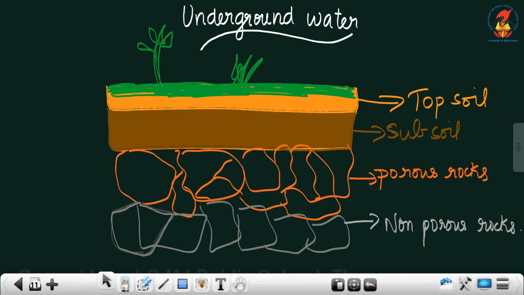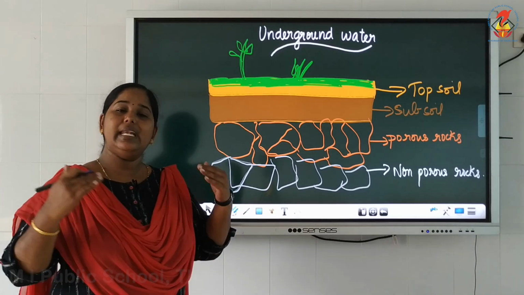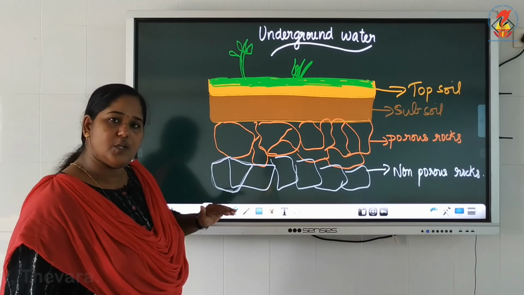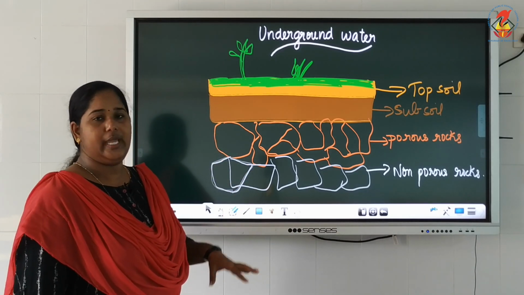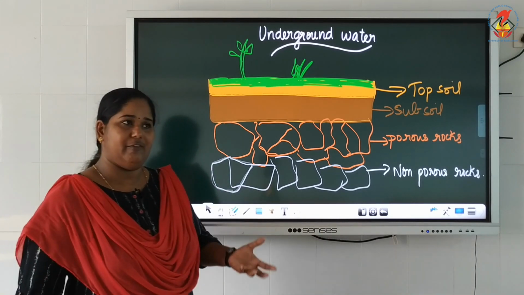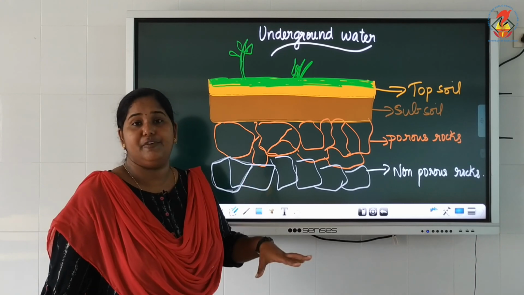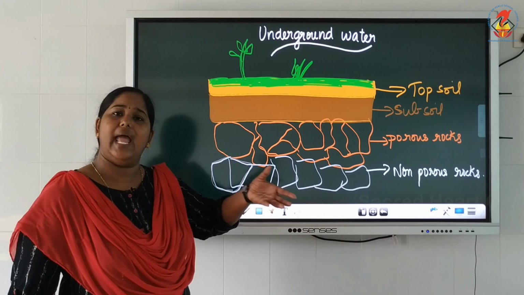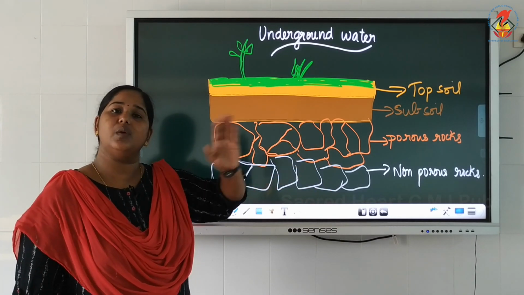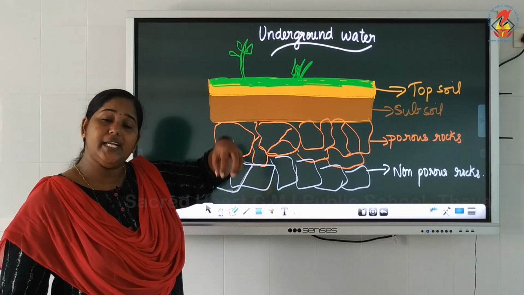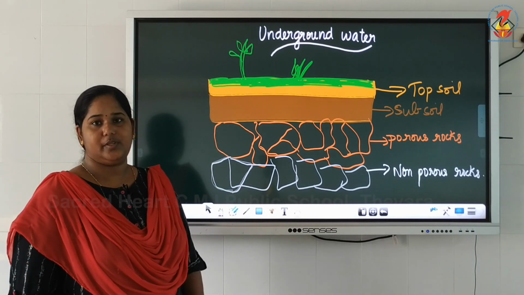I told you water is not only present in rivers, oceans, lakes, ponds, wells and all. It is also present under the ground. We have different layers of soil and different layers of rocks. The water that we throw away, the water that comes through rainfall, they all flow through the ground, isn't it? Some water flows and meets the rivers and oceans. Some water seeps or penetrates into the ground.